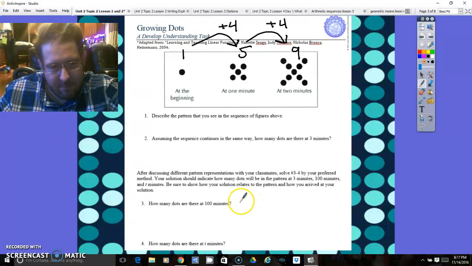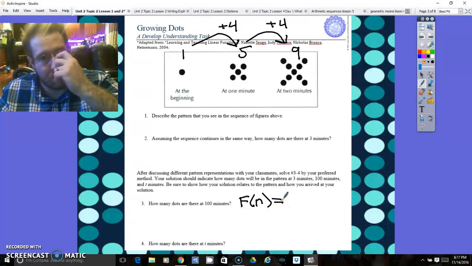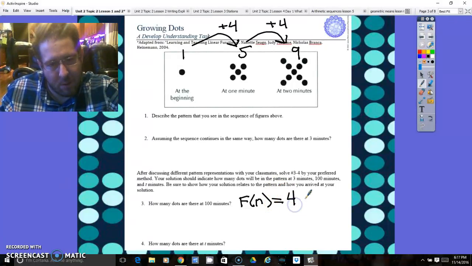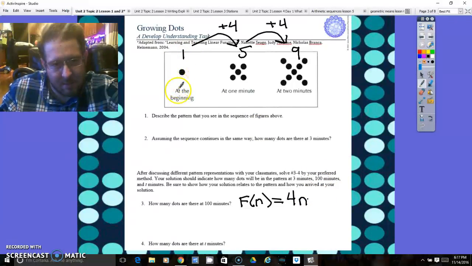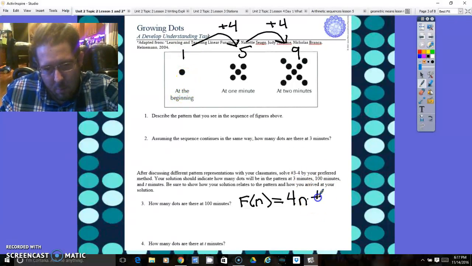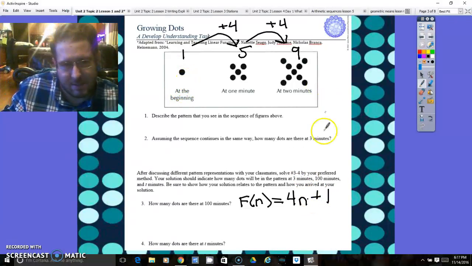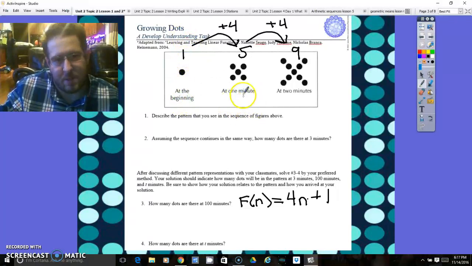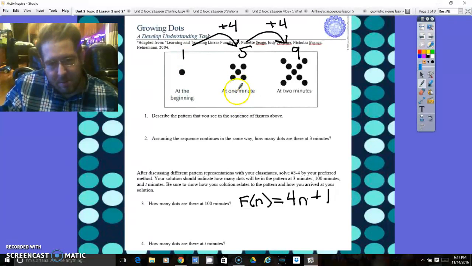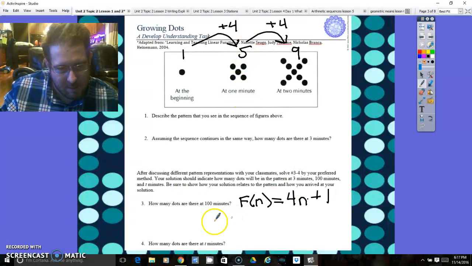So in this case, I'm going to use function notation here, f of n, or y equals. f of n is equal to, well, the pattern is 4 times n, and then plus the starting point. And the starting point in this case, if this is at the beginning, would be plus 1. And what you're going to notice about this is that it always works. 4 times 0 is 0, plus 1 is 1. If n was 1, 4 times 1 is 4, plus 1 is 5. So that's going to work no matter what.